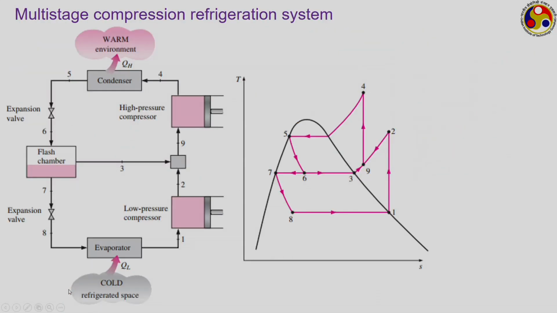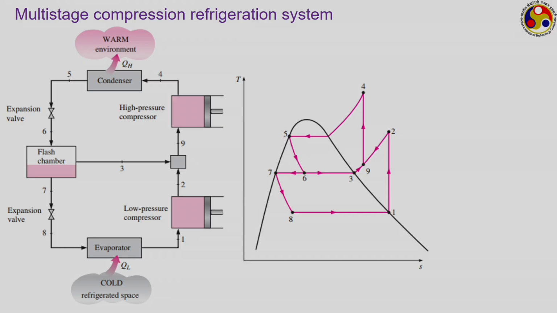Another way of getting the same effectiveness is the use of a multi-stage compression refrigeration cycle. Here we are not having cascading, we are not having two different cycles, rather we are having just the same cycle, but we are having two compressors. Just look at how this cycle is operating. I am showing both the schematic representation and also the TS diagram.